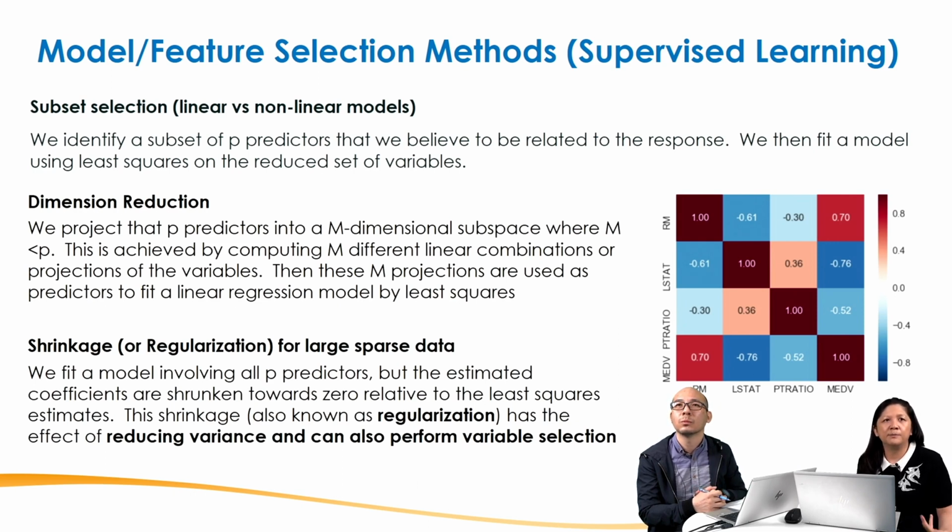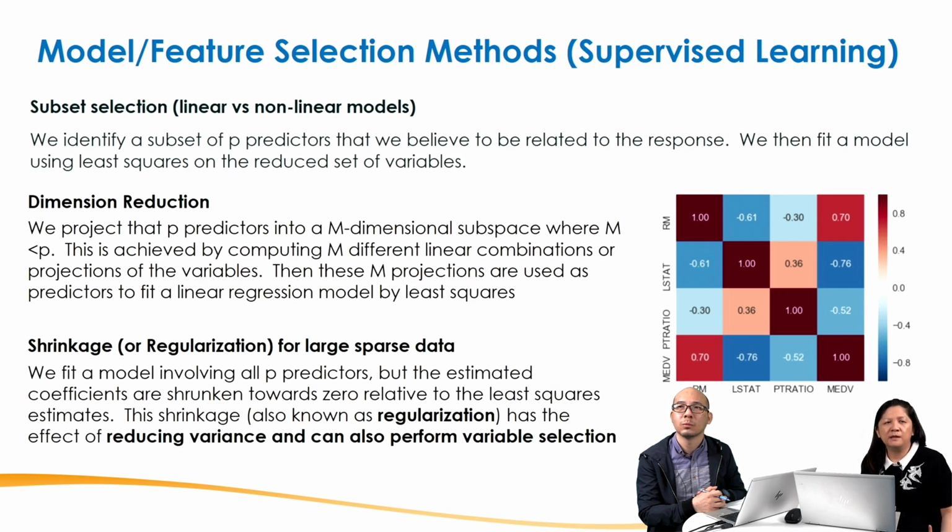So we use a subset of P predictors that we believe to be related to the response Y, for example, predicting housing prices. Then we fit a model and we decide whether it is a linear or non-linear relationship driving housing prices.